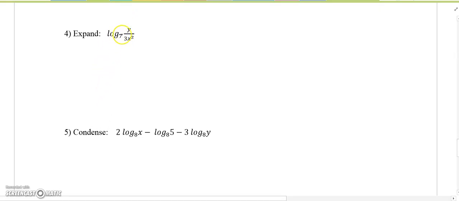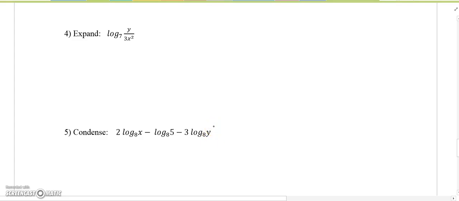Alright, log base 7 of y divided by 3x squared. Alright, down here. 2 times log base 8 of x. Log base 8 of 5. 3 log base 8 of y. I promise you it helps. Otherwise, I wouldn't emphasize it so much.